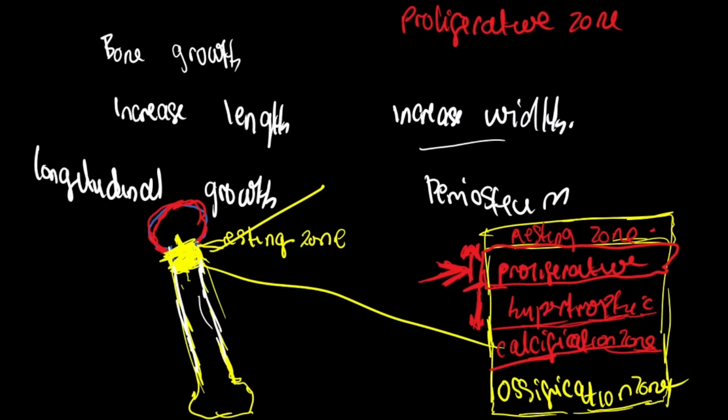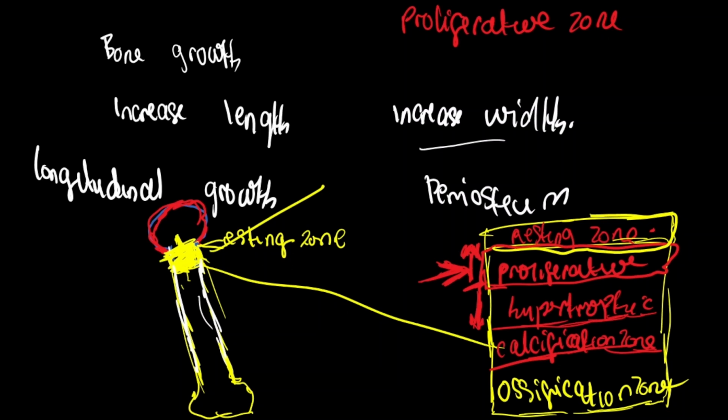So we have the resting zone, which is the part of the epiphyseal plate closer to the epiphysis. This zone is not active in division. Then we have the proliferative zone, just below the resting zone, the hypertrophic zone, the calcification zone, and the ossification zone.